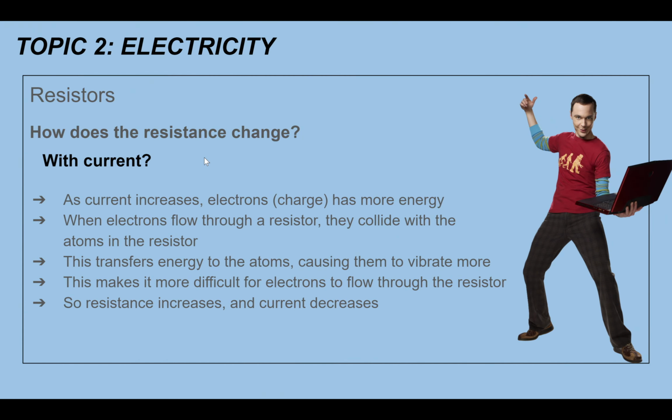How does the resistance change with current? As current increases, electrons, charge, have more energy. When electrons flow through a resistor, they collide with the atoms in the resistor. This transfers energy to the atoms, causing them to vibrate more. This makes it more difficult for electrons to flow through the resistor. So resistance increases and current decreases.